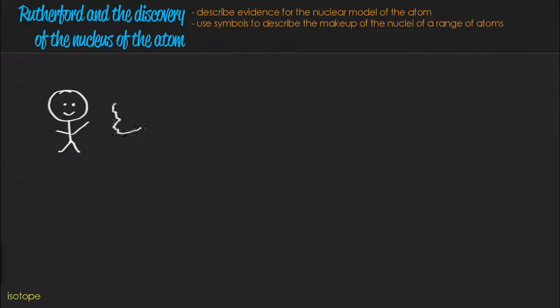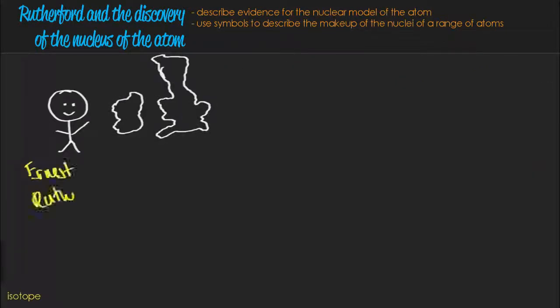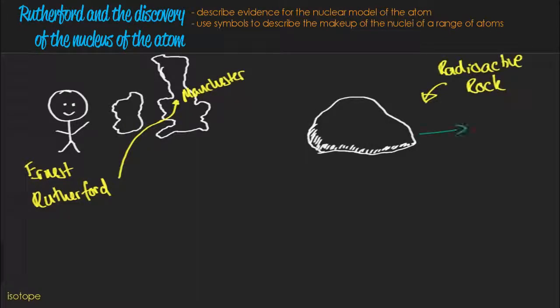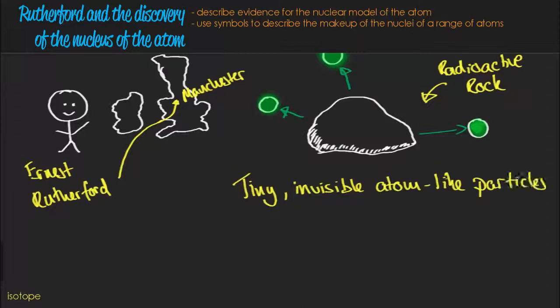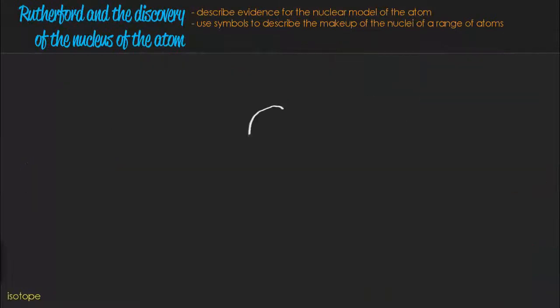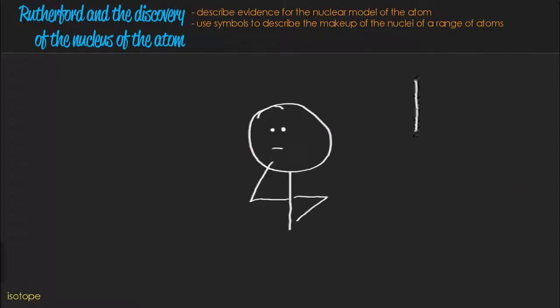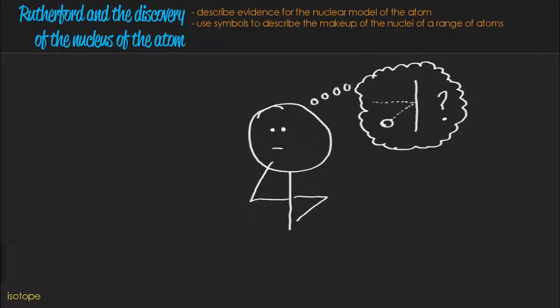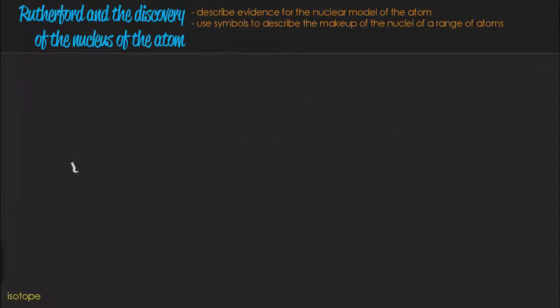A scientist called Ernest Rutherford was working in Manchester around this time and was really interested in this radioactivity. One type of radioactivity contains high-energy particles called alpha radiation. We knew at the time that these particles carried a 2+ charge and were the same weight as a helium atom. Rutherford was interested in looking at what would happen with these particles on a very thin sheet of material.